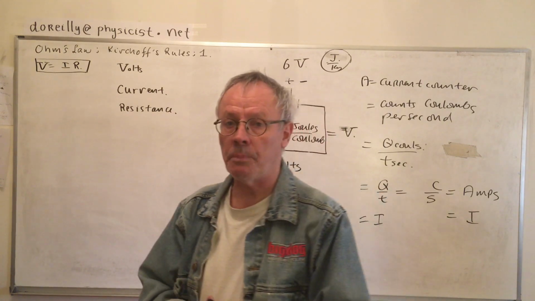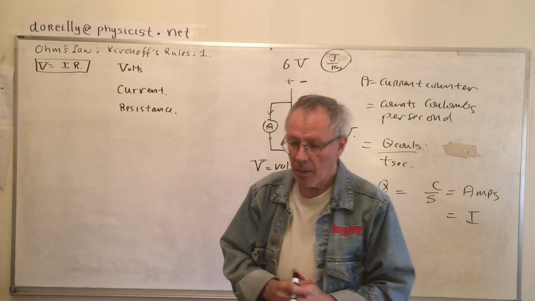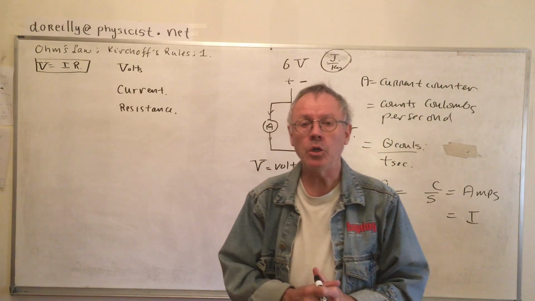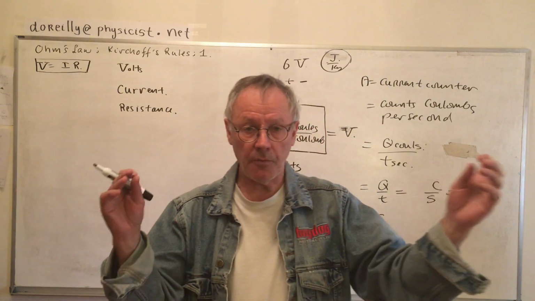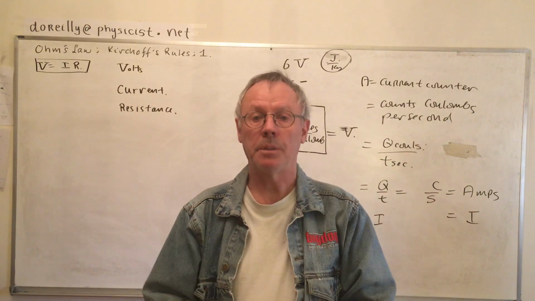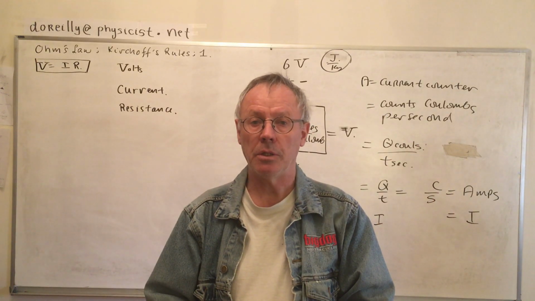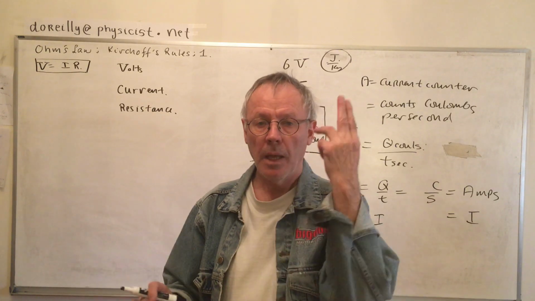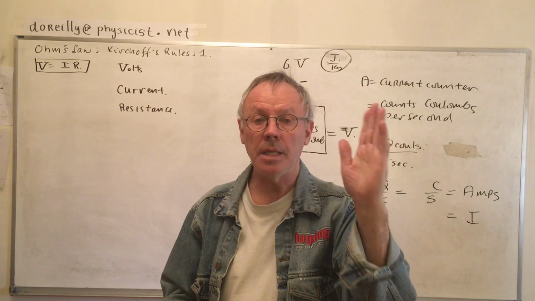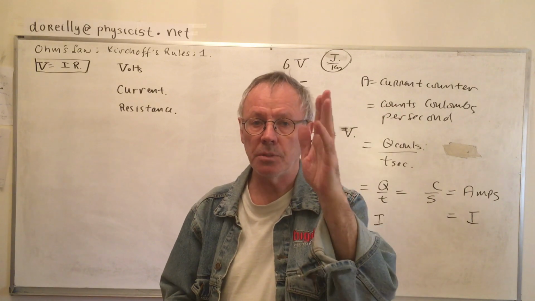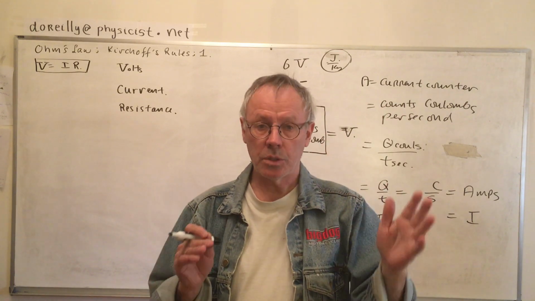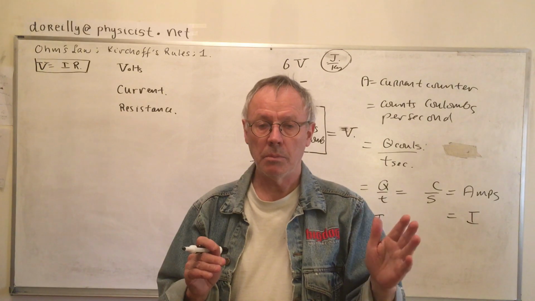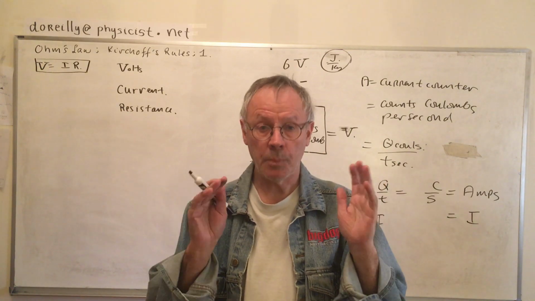If we had a 12 volt battery, every coulomb going through that potential difference of 12 volts picks up 12 joules of energy. Volts is joules per coulomb. And that's all you need to remember from now on. I, current, is amps. Amps is coulombs per second. Volts is energy per coulomb. Joules is energy, joules per coulomb.